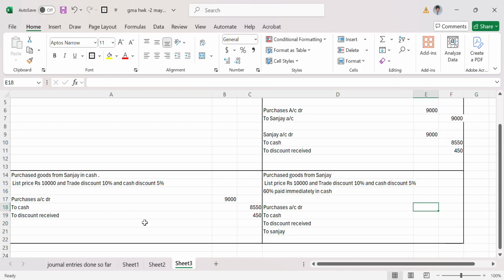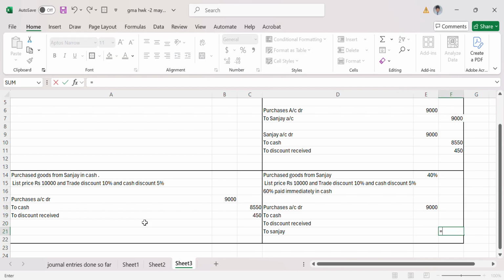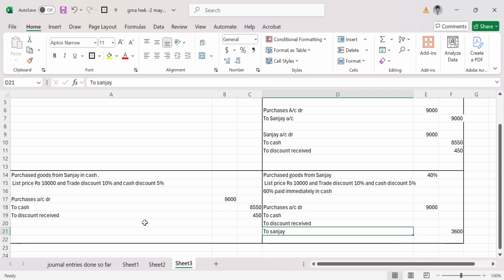So what is the value of purchases? Purchases is always list price minus trade discount. So 10% of 10,000 is 1,000. So that's purchases. How much is the amount that you have agreed to pay immediately? You have agreed to pay 60% immediately. So this means 40% is the amount that you have bought on credit, so 40% is your credit purchases. Let's fill in the credit purchases first. So 40% of 9,000 is what you still owe to Sanjay and is on credit.